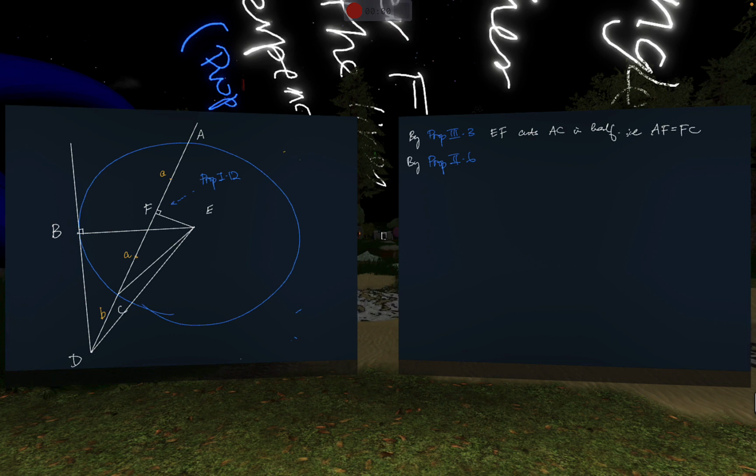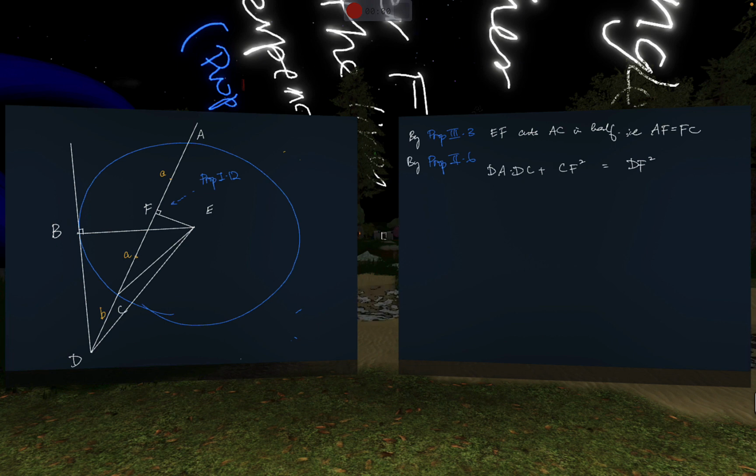So AD, so what is it? Hang on, did I do DA? Well, let's be consistent, at least try to be. DA times DC, right? DA times DC plus CF squared is equal to DF squared. Okay, so this is just an application of 2.6. DA times DC is just 2A plus B times B, and then you put in the squares.